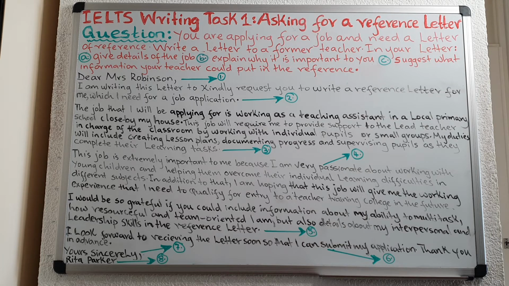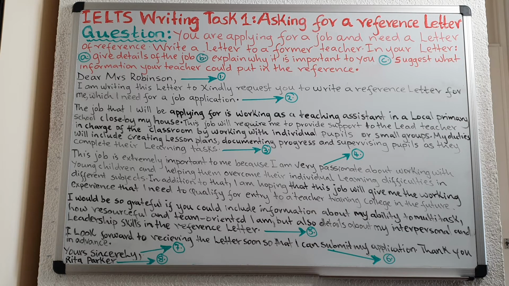So in step 3, you're going to write about the first requirement, which is A, give details of the job. So in that paragraph, IELTS expects you to explain more about the job. Remember, Mrs. Robinson has no idea what job you're applying for. So you want to give Mrs. Robinson more information about the job that you're going to apply for. Now, the job that I will be applying for is working as a teaching assistant in a local primary school close by my house.